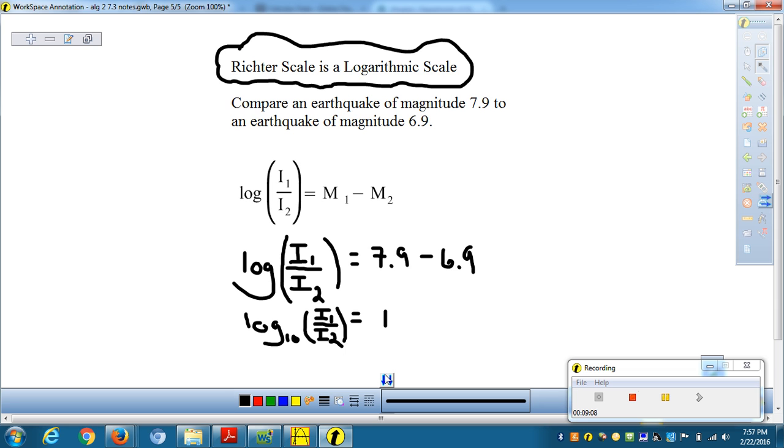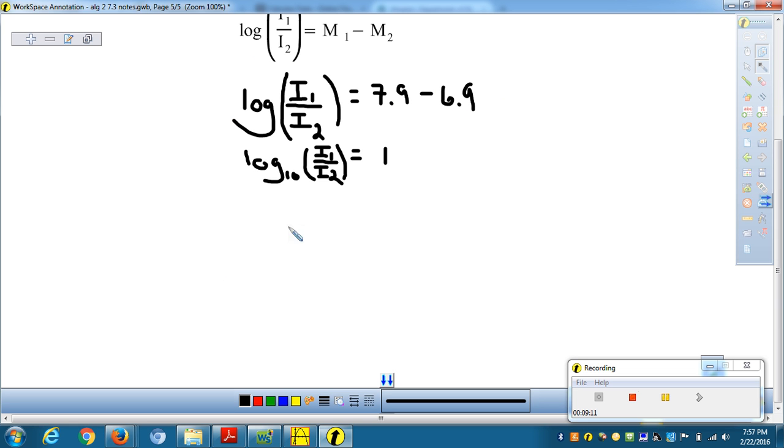Okay, and then finally we can use this new skill we have of changing from log form to exponential form to help us isolate I sub 1 over I sub 2. So log base 10 of I sub 1 over I sub 2 equals 1. To change that to exponential form, here is our base, and here is our exponent. So we will have 10 to the first equals I sub 1 over I sub 2.